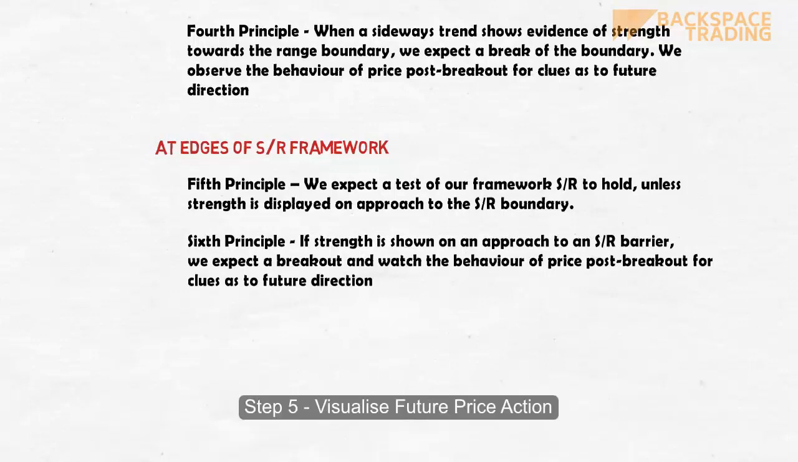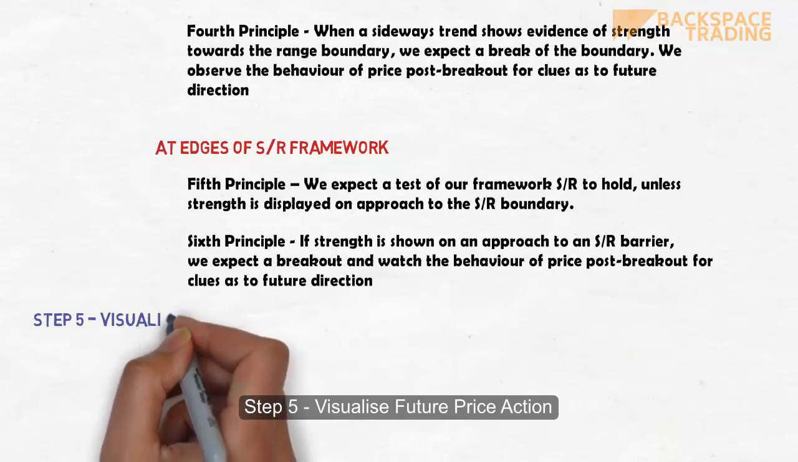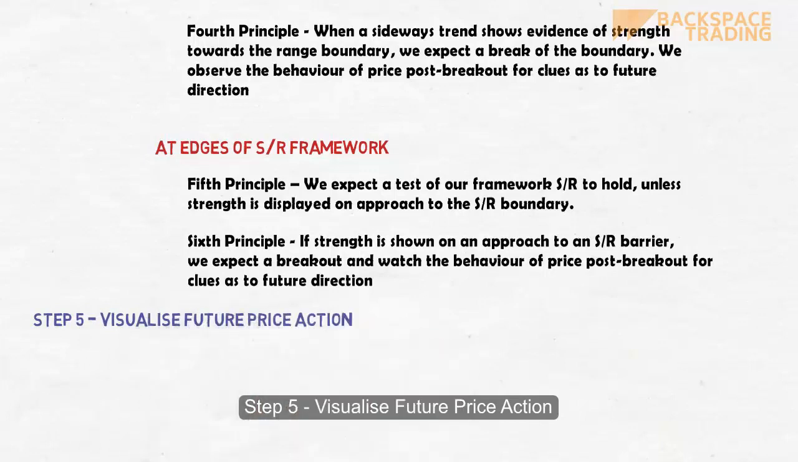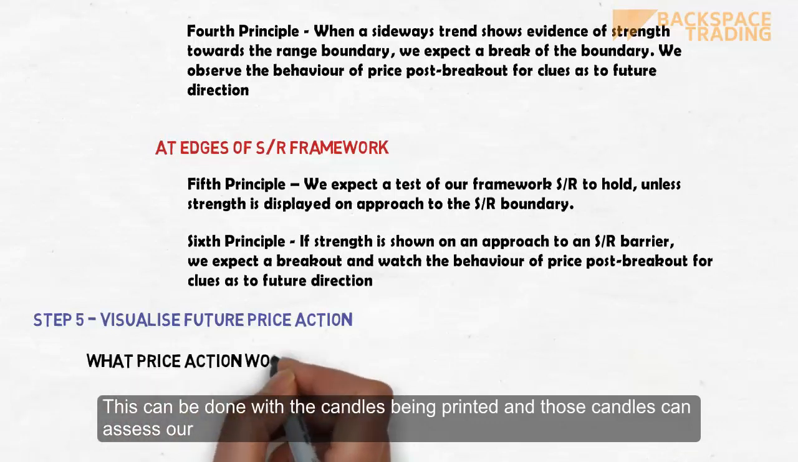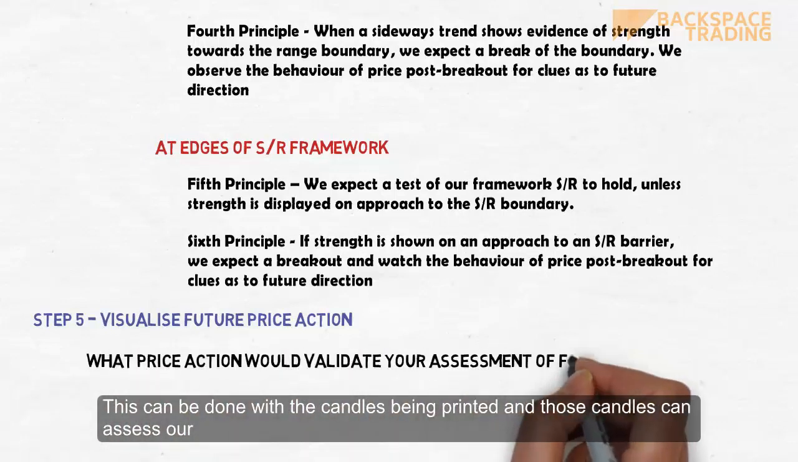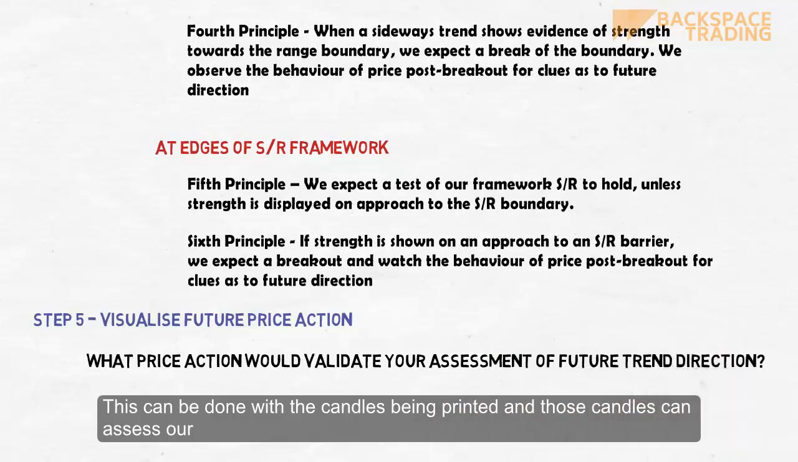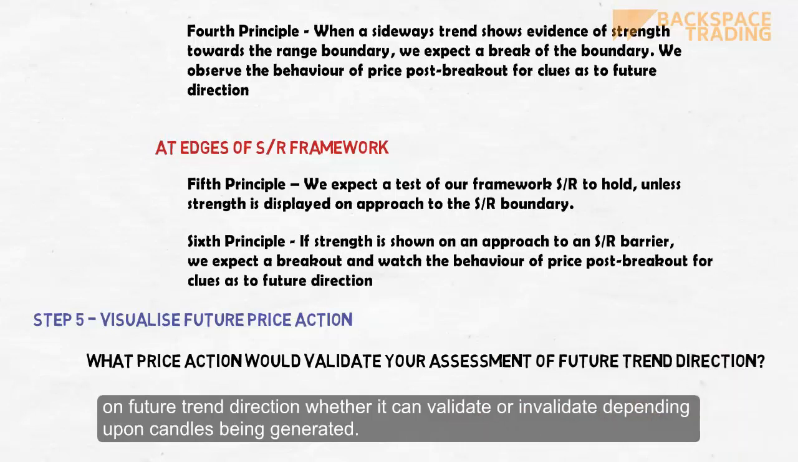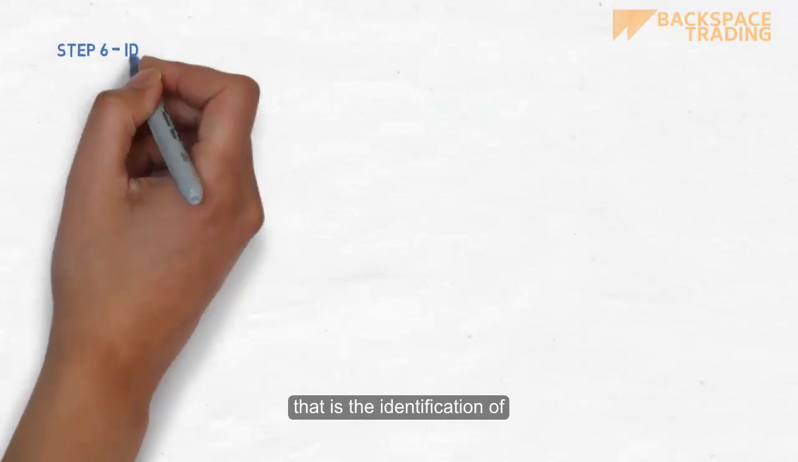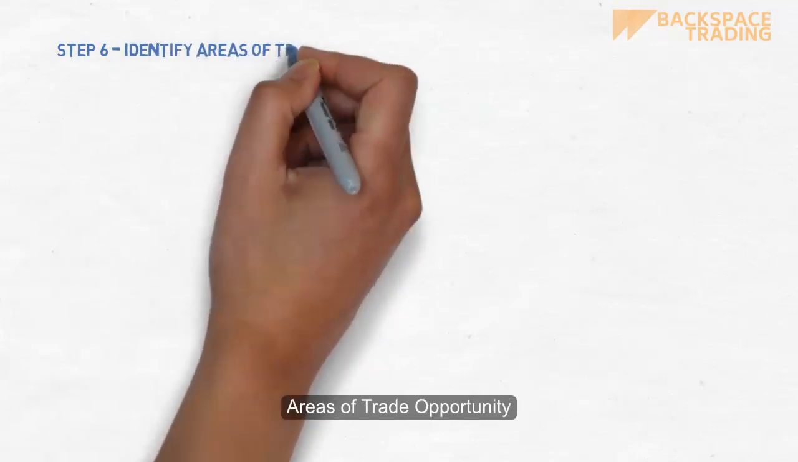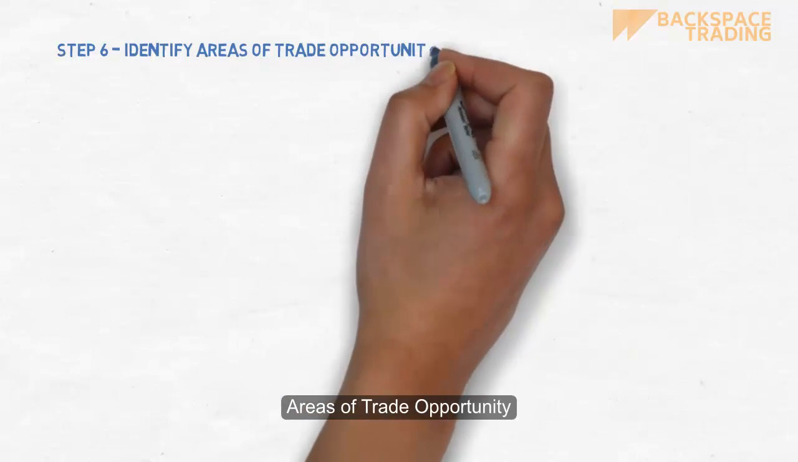Alright, now step 5, that is visualizing future price action. This shall be done with the representation of candles being printed, and those printed candles can assess our future trend direction. Whether it validates or invalidates depends upon the candles being printed. Alright, now step 6, that is the identification of areas of trade opportunity.